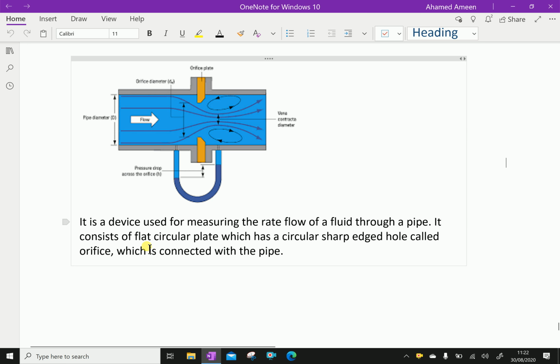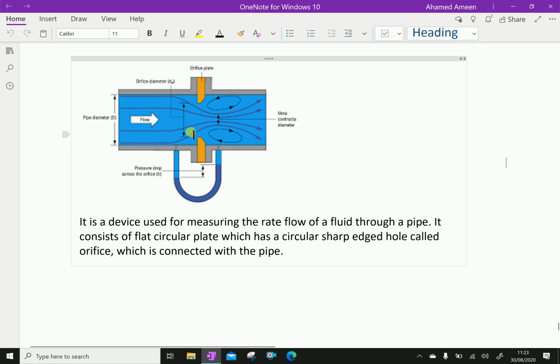It consists of a flat circular plate which has a circular sharp-edged hole called an orifice, which is connected with the pipe. Here, this is a pipe through which the liquid is flowing. Here, the pipe inlet flow is in this direction.